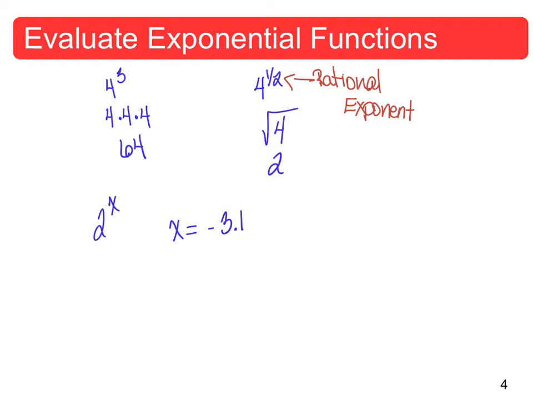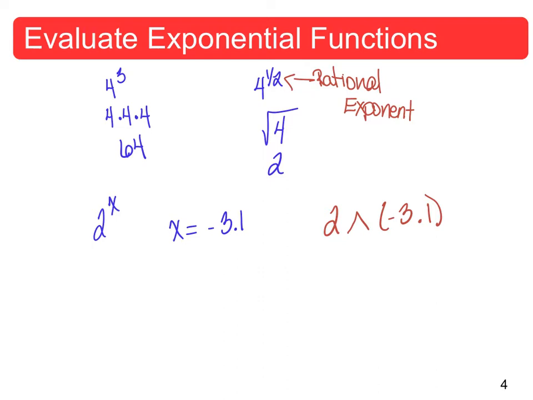These are the keystrokes for your calculator. You're going to push 2. Then you likely have a button with a caret top right there. So it's 2 caret top, and then I want you to put in parentheses negative 3.1. So we are evaluating this exponential function right here: 2 caret top negative 3.1.